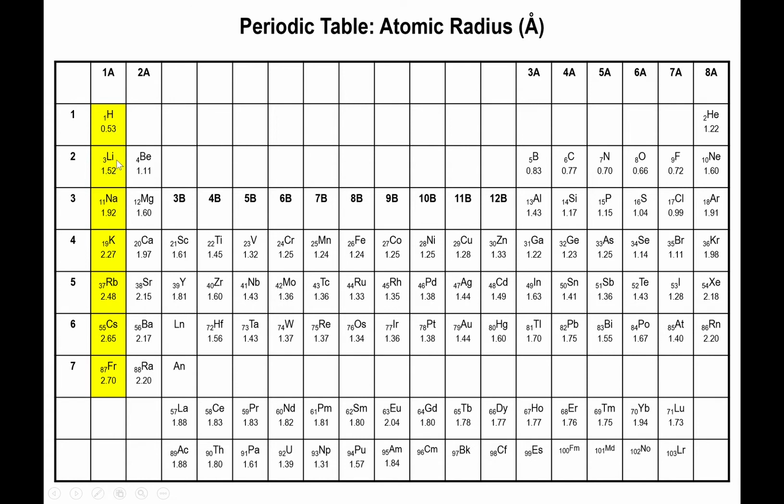So from hydrogen to lithium, we go from 0.53 to 1.52. From lithium to sodium, we increase it to 1.92. Going to potassium, we're now up to 2.27. Rubidium 2.48, cesium 2.65, and francium 2.70. So needless to say, the atomic radius increases as we go down a group.